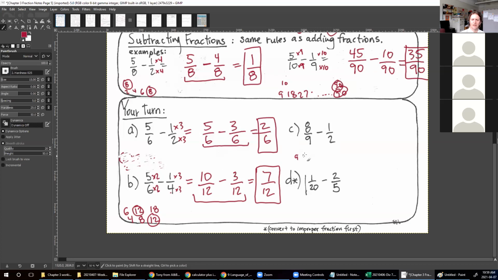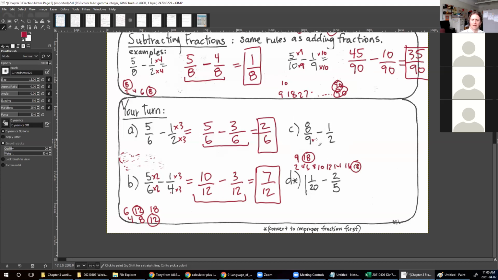So I'm going to say 9 and 18. That's probably as far as I have to go. 2, 4, 6, 8, 10, 12, 14, 16, 18. Hey, there's my 18, my common or lowest common multiple. So I want to make both the bottoms 18. That's the only one they have in common. So that's what we're trying to do here.